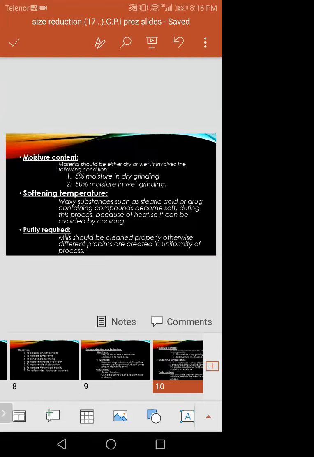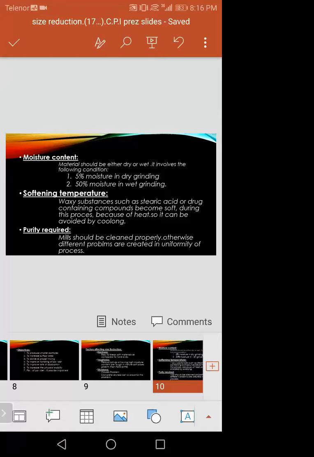The next one is moisture content. As we also use grinding in this process, moisture is also involved. Therefore we have two conditions here. If we are doing dry grinding, then there should be 5% moisture, and if we are doing wet grinding, then there should be 50% moisture, because in grinding it is necessary that moisture should be present, otherwise the grinding would not be carried out.